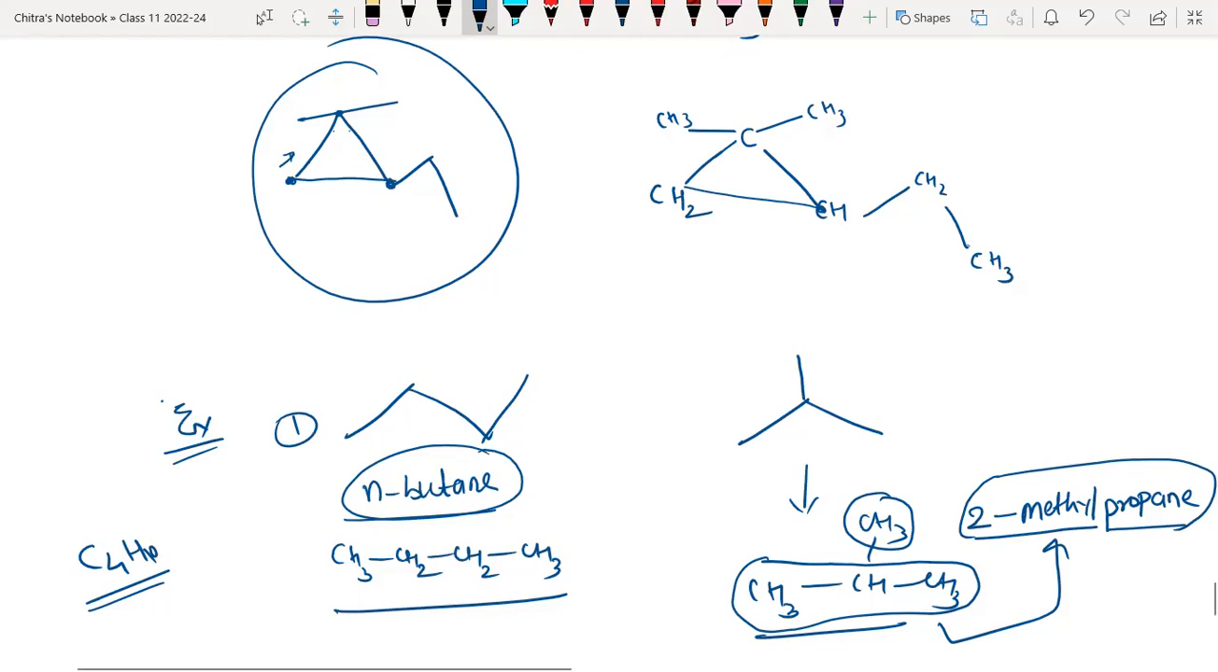Okay, before that, I want you to take a screenshot of whatever part we have covered in isomers. Wait a second.